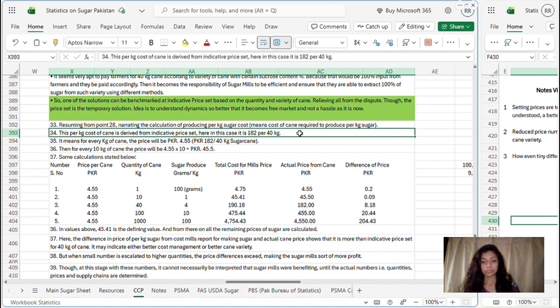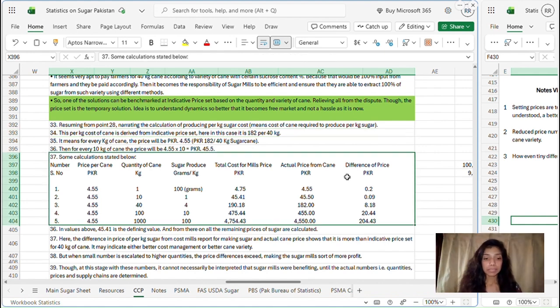So you are going to find it by dividing the total price per 40 kg, that is 182. So you're going to divide 182 by 40 and you're going to get 4 rupees and 55 paisas for every kg. So now that you know the price per kg of cane is 4 rupees and 55 paisas, to find the price for every 10 kg of cane, you simply multiply by 4.55.